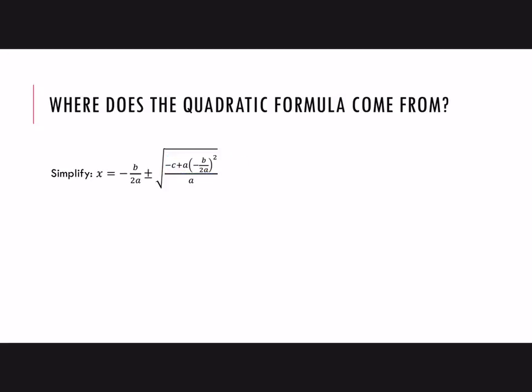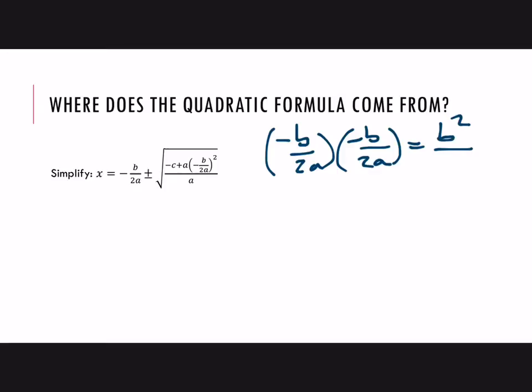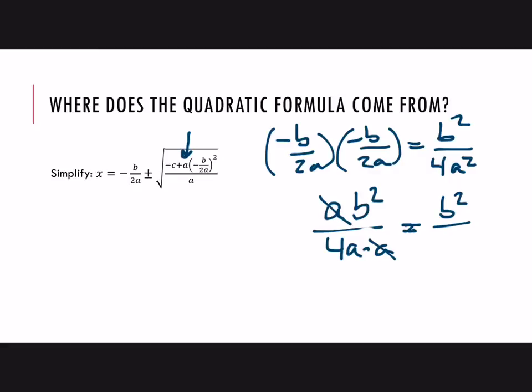If we square negative b over 2a, that means multiply it by itself, and we end up with positive b squared in the numerator, and in the denominator we have 4a squared, 2a times 2a. Next, I want to multiply this by a. So I end up with ab squared over 4a squared. And then I have an a in the numerator and denominator that I can cancel. a squared is a times a, and I can cancel one of those. So this turns out to be b squared over 4a.